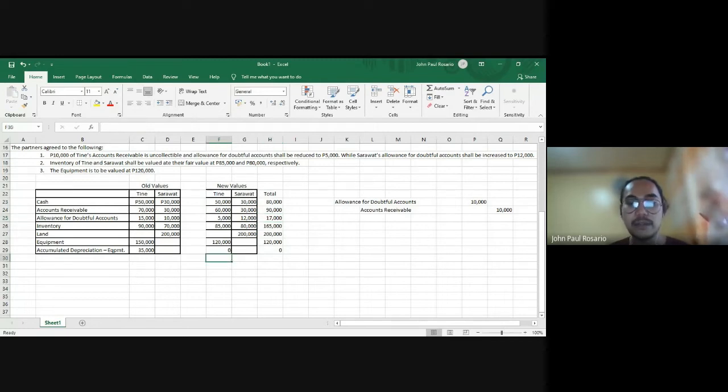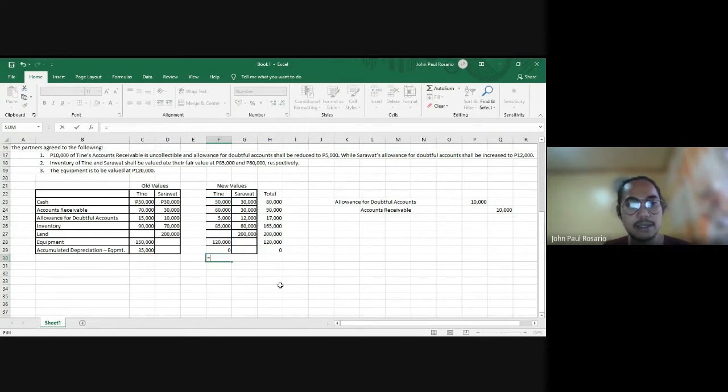For the contributed capital of each partner, we sum up all of Tyne's contributions totaling 320,000 and Sarawat's contributions totaling 352,000. Oh my god, this is not the case. I forgot. Okay.